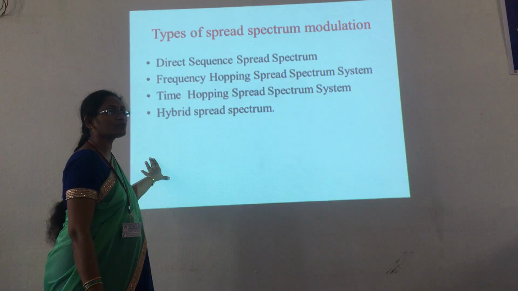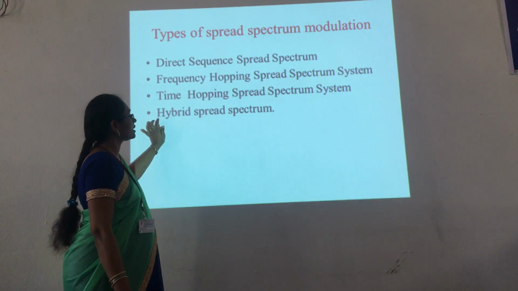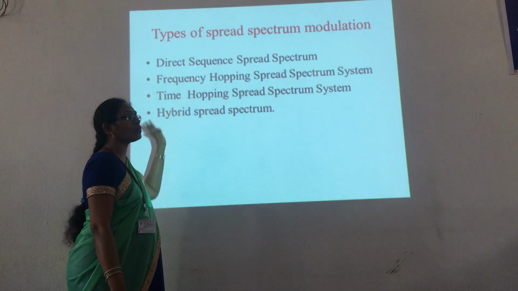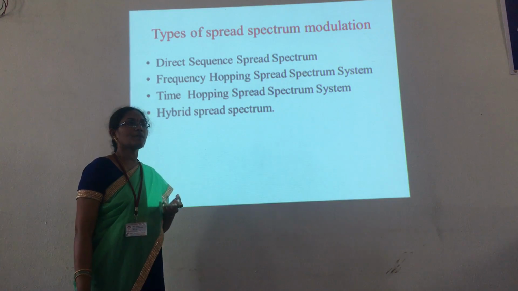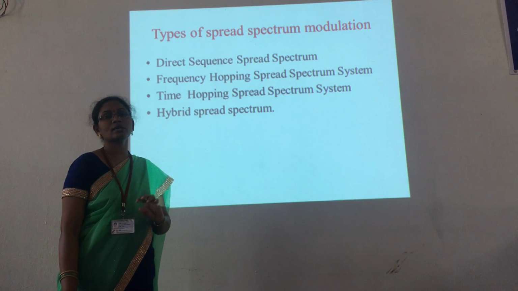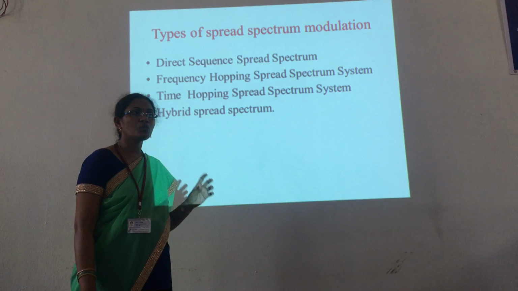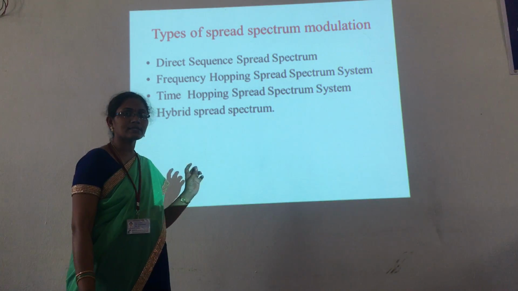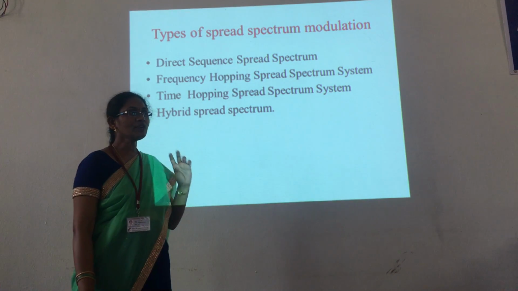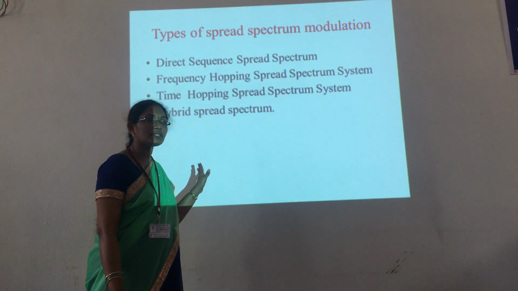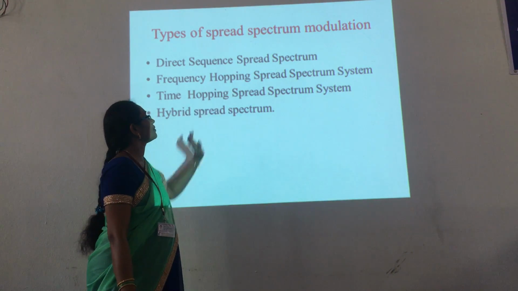And you have different types of spread spectrum modulation: direct sequence, frequency hopping, time hopping, and the other one, hybrid. Hybrid is nothing but a combination of these three. Direct sequence spread spectrum can be used for analog or digital signals. If it is an analog signal, you can use AM or PM, that is amplitude modulation or phase modulation. If it is a digital signal, you can use ASK or PSK. Coming to frequency hopping spread spectrum, if it is an analog signal, you can use frequency modulation. If it is digital, you can use binary FSK or MFSK.